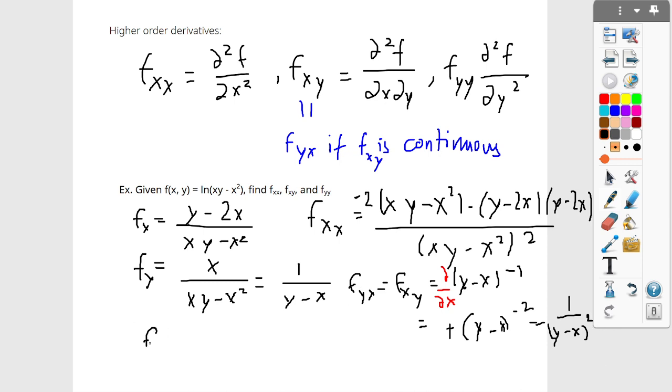What's f sub yy? We can do the same thing. We can do y minus x to the negative first power, and we take the derivative with respect to y, and we get the same thing, but we will get a negative 1, and it won't be cancelled. So what we'll end up getting is negative 1 over y minus x squared. So that is f sub yy.